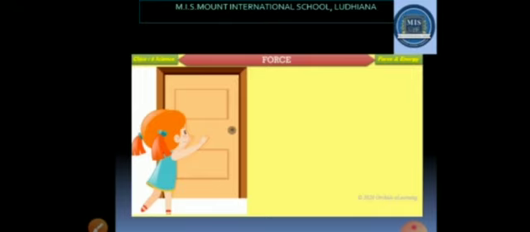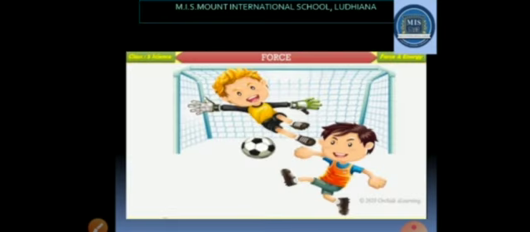Now, in this picture, what can you see? This is a very common phenomenon. We people used to do it often at our home or in the school. The girl is trying to open the door. So, what is she doing? She is applying force. The boys are playing football. The ball is being pushed when the player kicks it.